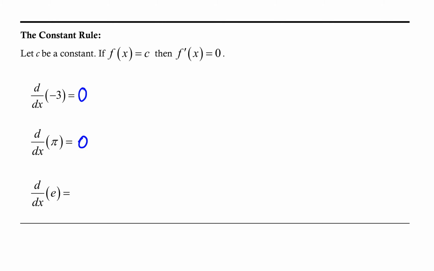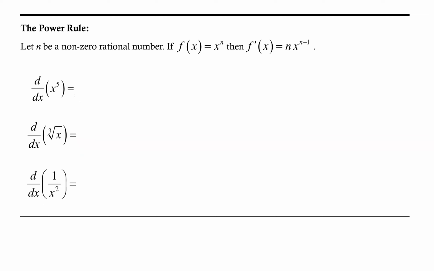Next, let's take a look at finding the derivative with respect to x of e. E is a number. It is approximately 2.718 and so forth. But it is a fixed number, it is a constant, and therefore its derivative is 0.